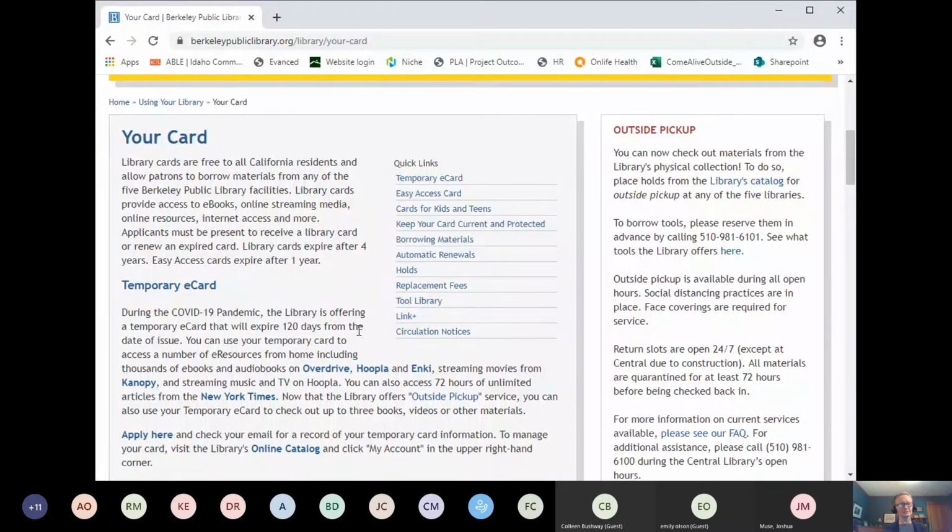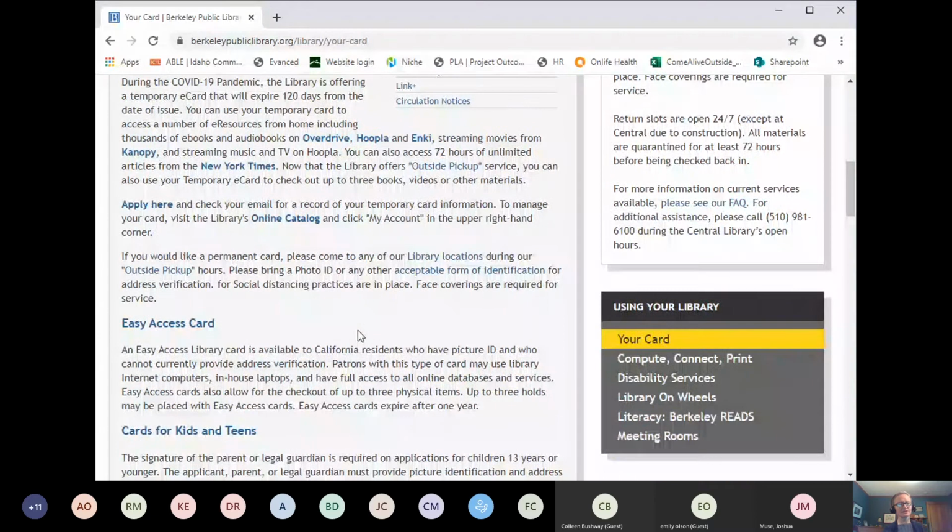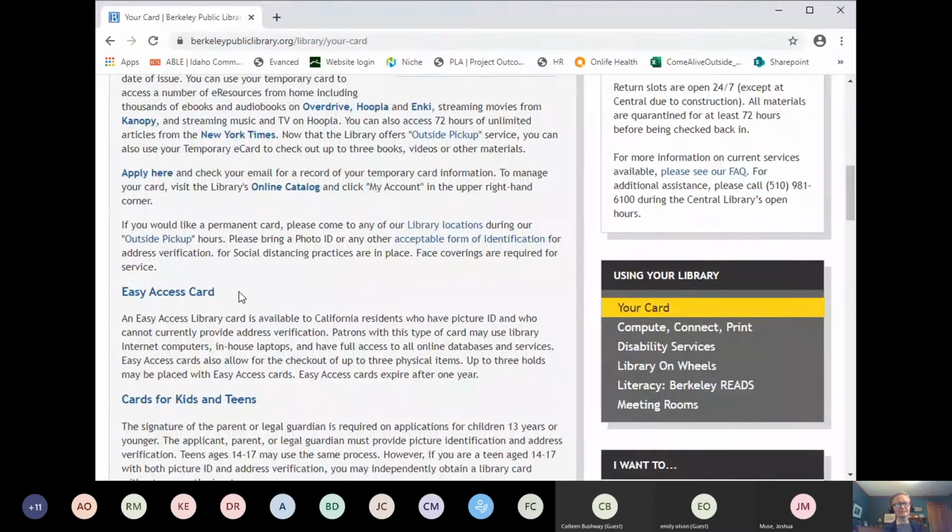The one that I really wanted to point out is this easy access card right here. It's available to all California residents who have picture ID, but cannot currently provide address verification. So one of the examples was somebody could use a Costco card if they had it. They could have anything with a picture ID, but they don't have to have a home address. They don't have to have a piece of mail showing that they're paying bills. And they can access library internet computers, in-house laptops, all the online services, and check out 3 physical items, which is interesting, because some libraries have an opportunity like this and they can only use electronic things.